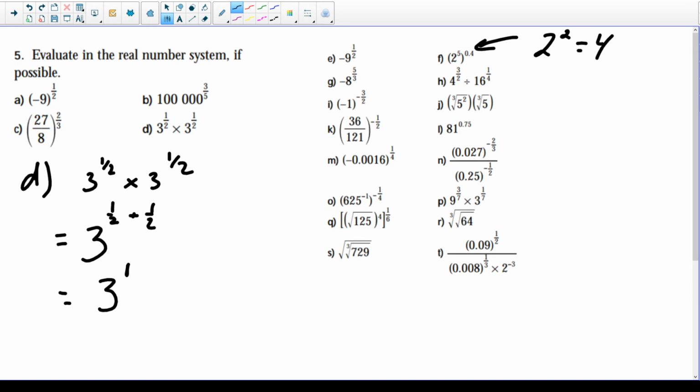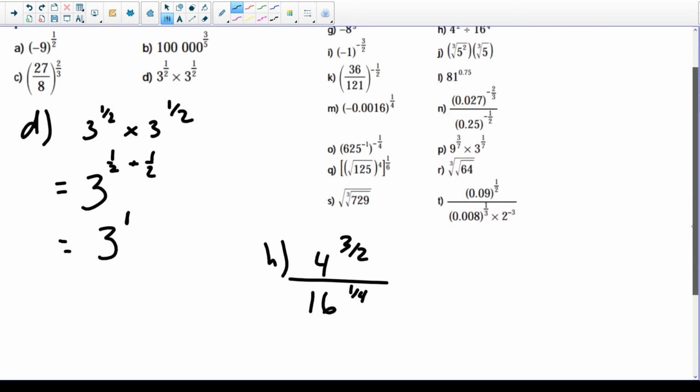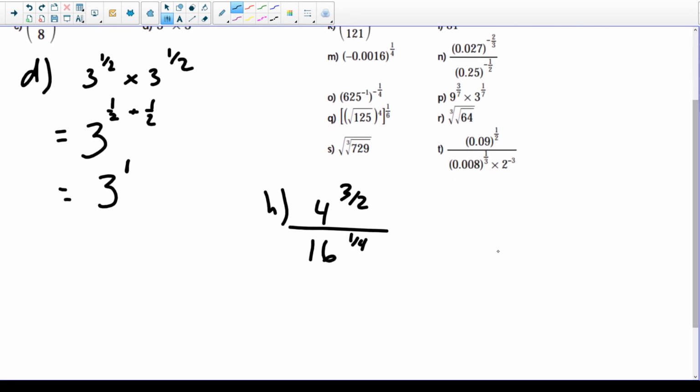So some of these can be pretty easy if you remember your laws and you know how to add fractions and you know how to multiply fractions. Divide as well. Look at h. Now h is a little bit more complicated, so I'm going to write that one out. If you don't mind, I'm going to write it like this. I don't like writing divisions with the old-fashioned division symbol. Okay? So we've got a problem here.